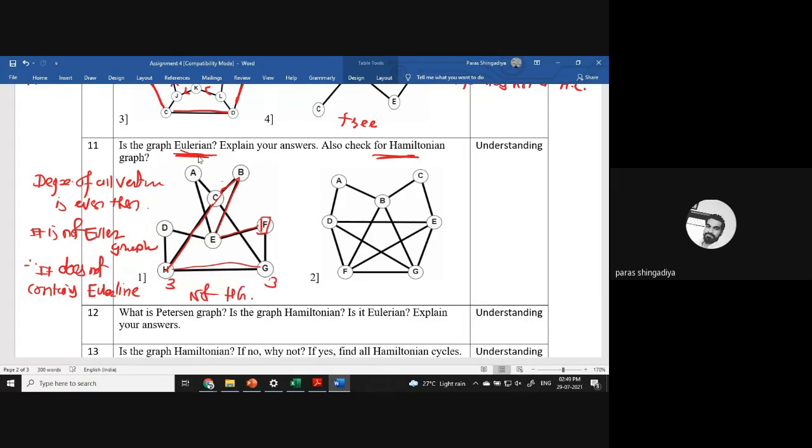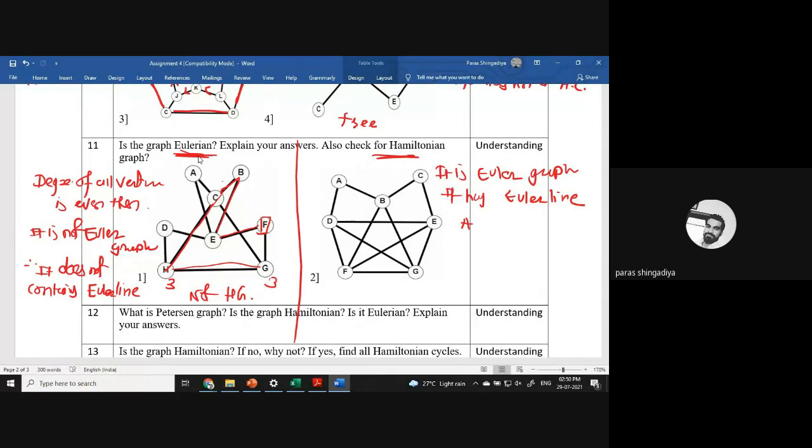Now for the second one, is it an Euler graph? Yes, that is an Euler graph, because it has an Euler line. Clear? Which Euler line? First, apply the condition. All the vertices have even degree. 2 and 4 are there, so it is an even answer. So here we can easily create such an Euler line.